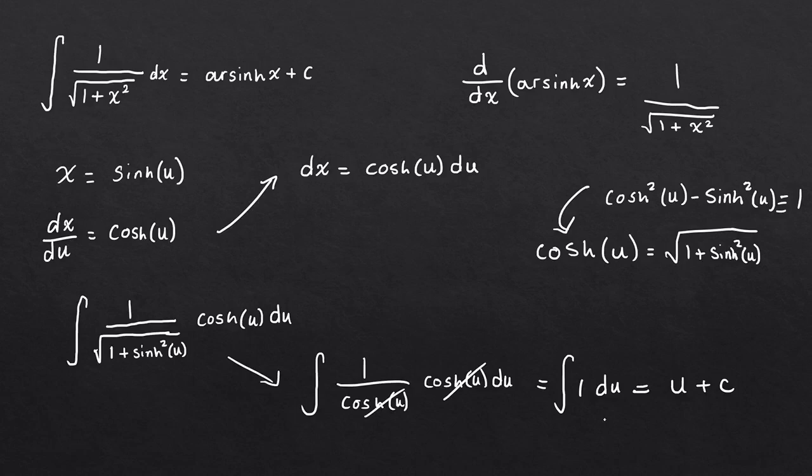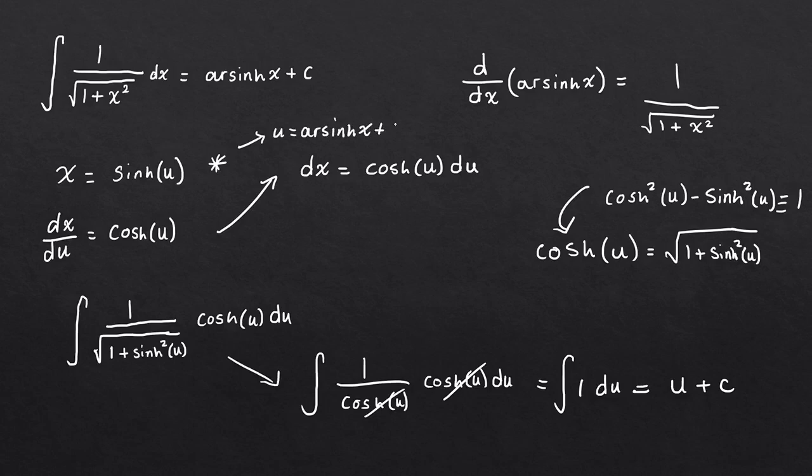But remember, we can substitute back in now for u. If we go back to the line where x equals sinh u, we can obtain an expression for u. To get that, we just need to take the inverse of hyperbolic sine on both sides. So therefore u is equal to arsinh x.